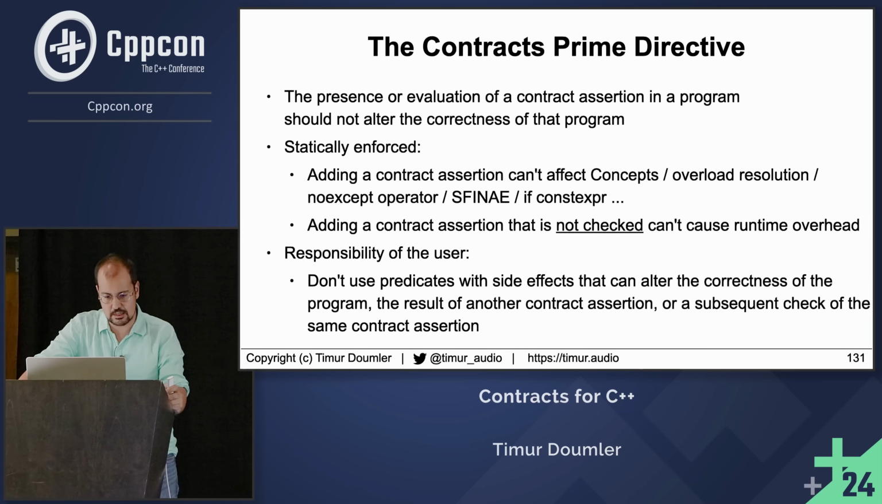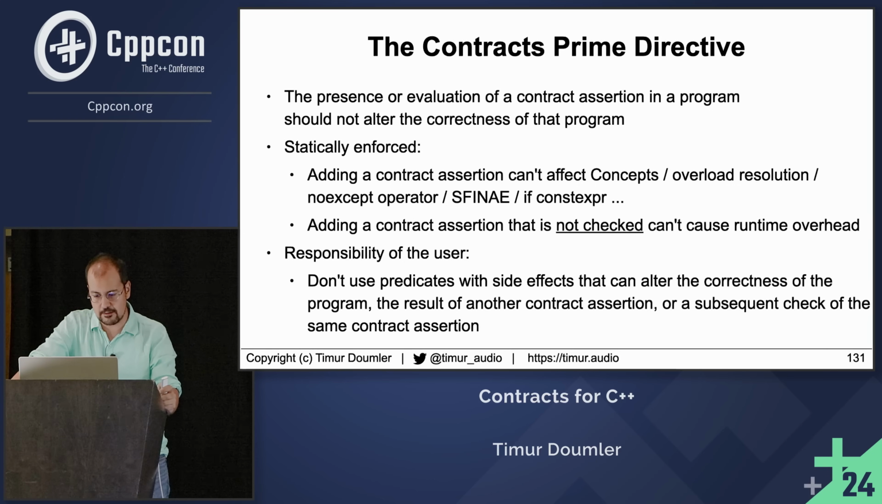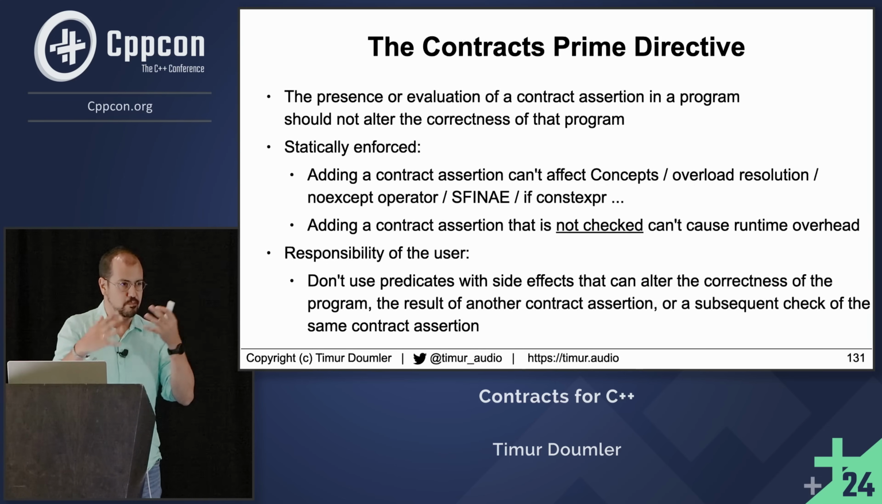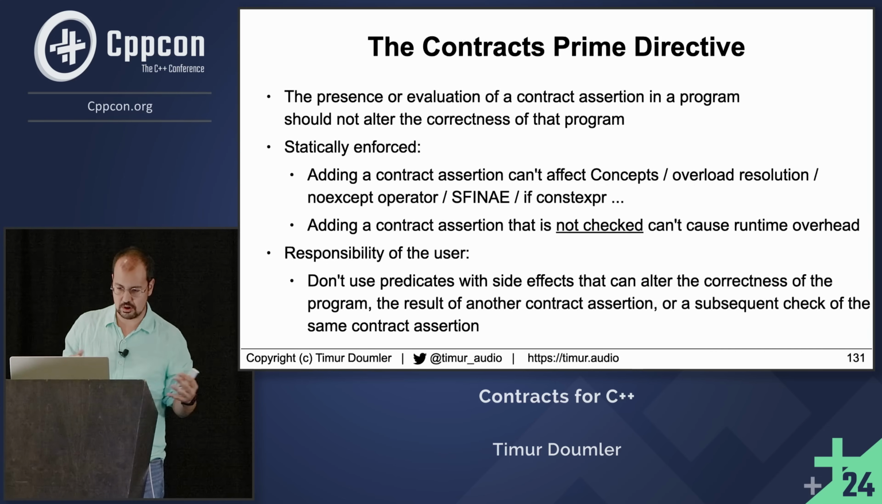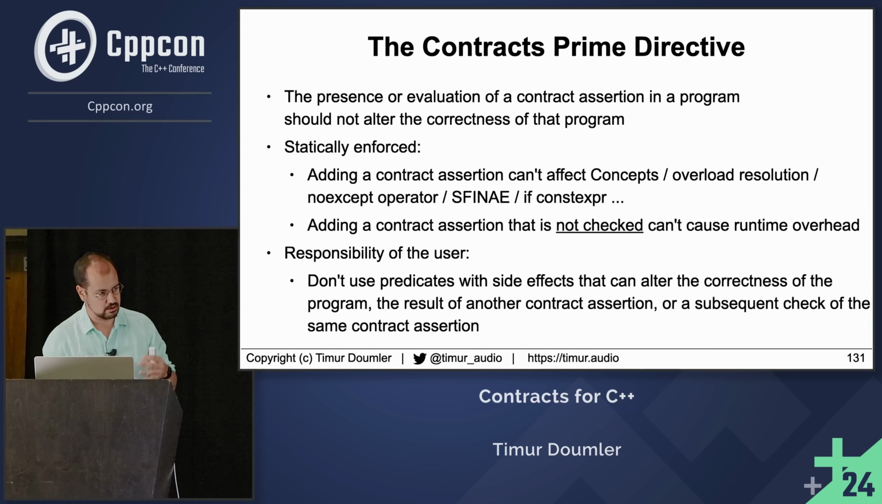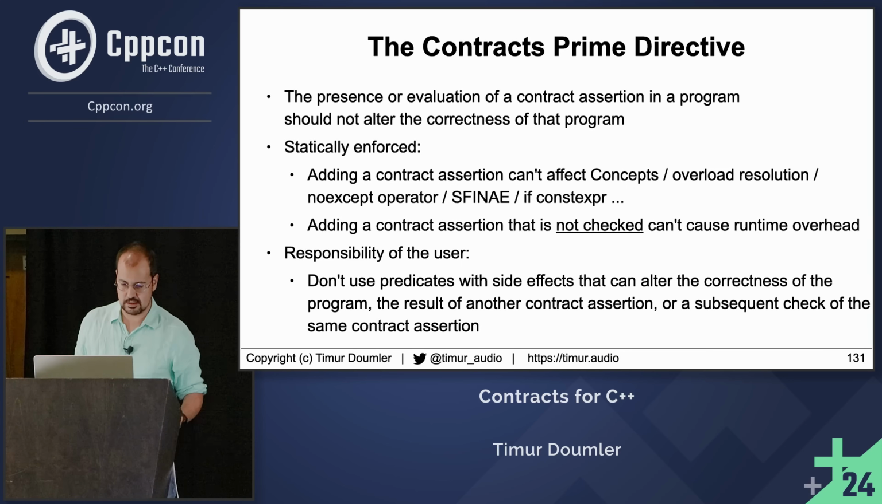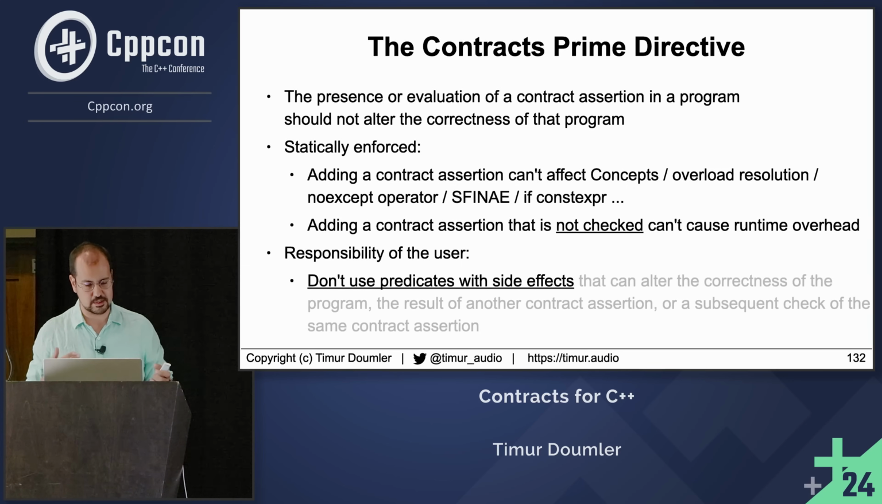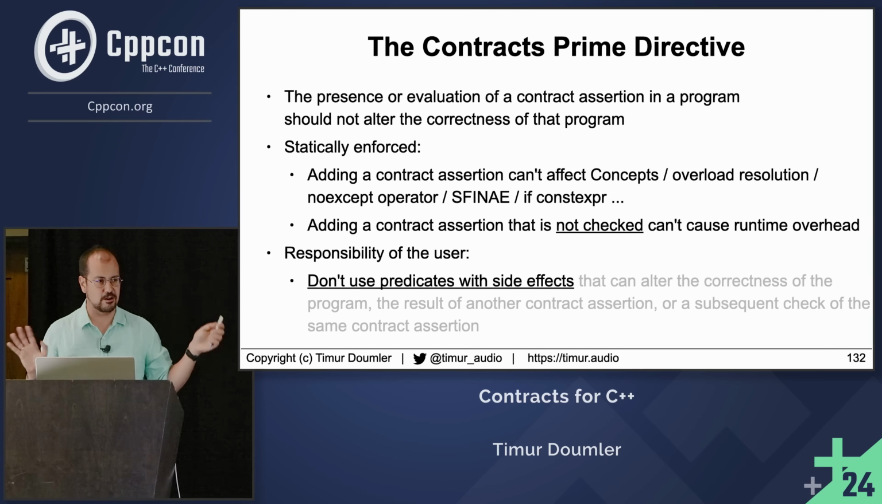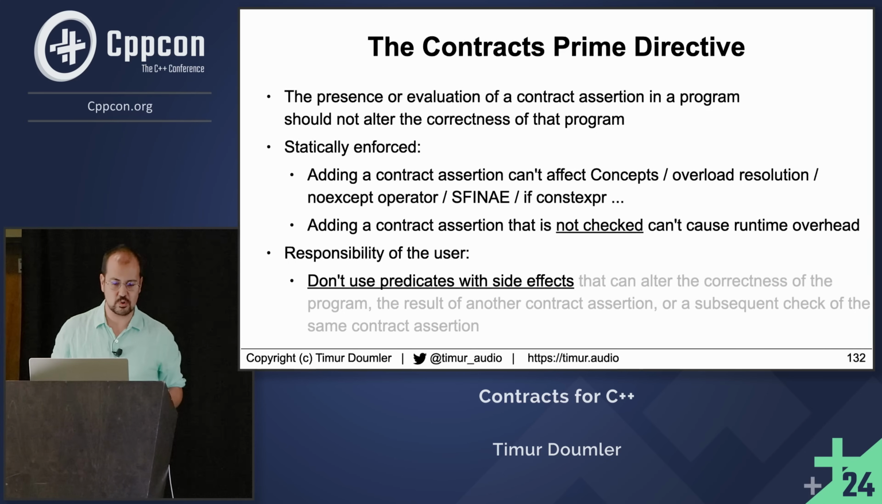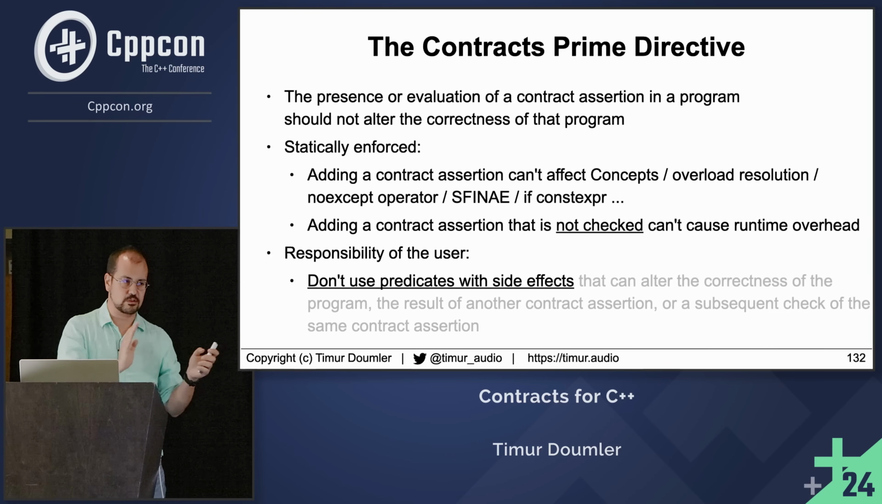So what we do instead is just don't use predicates with side effects that could modify your program, or any other assertions that return true or false. I think the simplest way to put this is: just don't use predicates with side effects at all, unless you're really sure what you're doing and you're sure it's okay if those side effects don't happen.